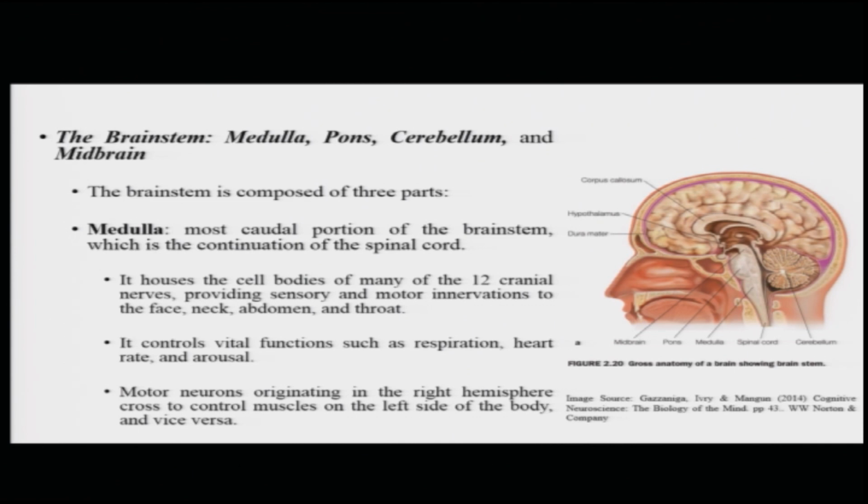It basically houses the cell bodies of many of the 12 cranial nerves, the nerves in the skull, providing sensory and motor innervations to the face, neck, abdomen and the throat. So, this is a very important region as regards the movement of the face, neck, abdomen and the throat. Also, the medulla controls vital functions such as respiration, heart rate and physiological arousal. The motor neurons that originate in the right hemisphere cross at this point to control muscles on the left side of the body, and the motor neurons that originate in the left hemisphere cross to control the muscles on the right side of the body, as I was just mentioning.